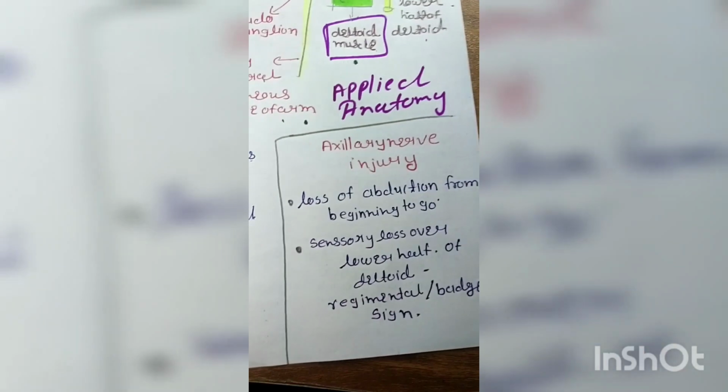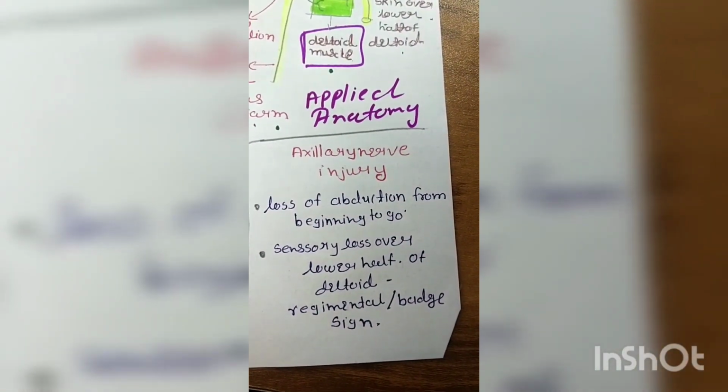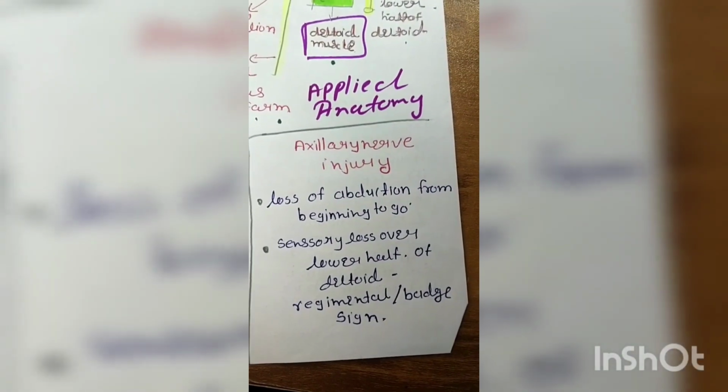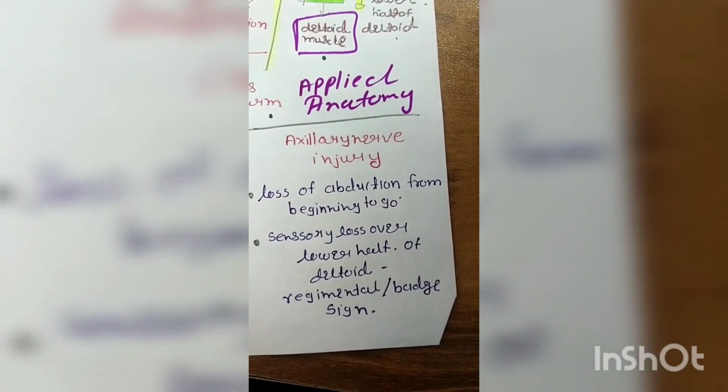Anatomy of the axillary nerve: there is loss of abduction beginning at 90 degrees because it supplies the deltoid muscle, and the second is sensory loss over the lower half of the deltoid.